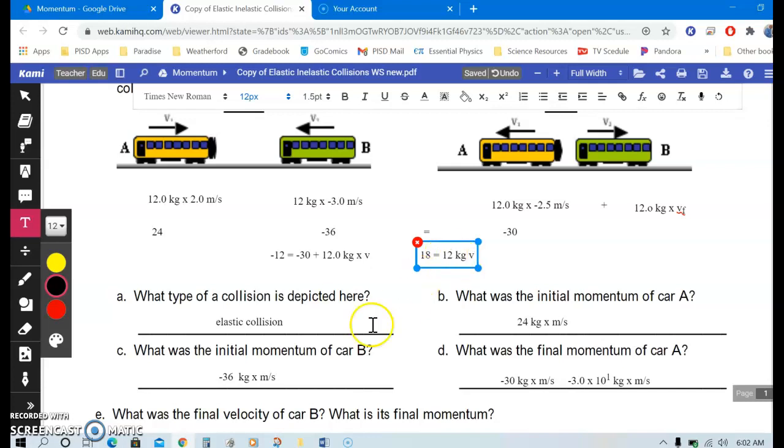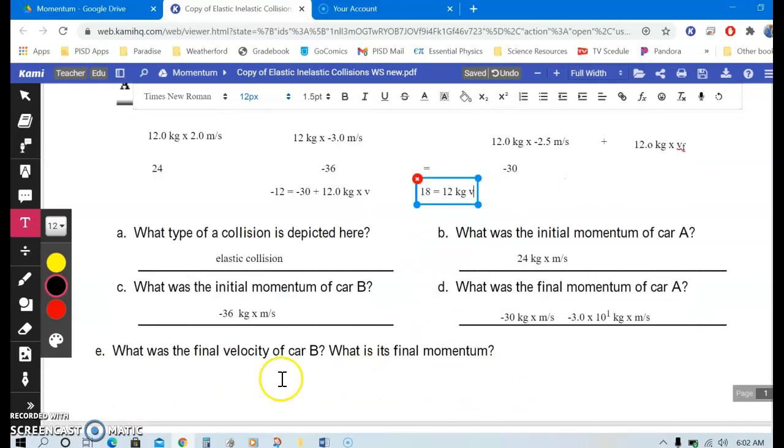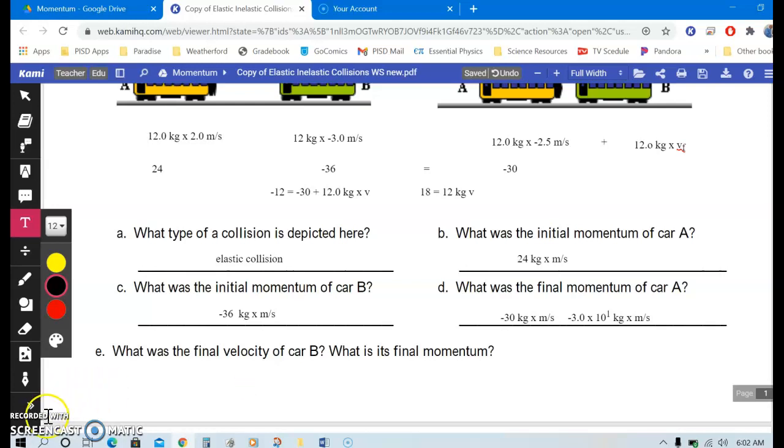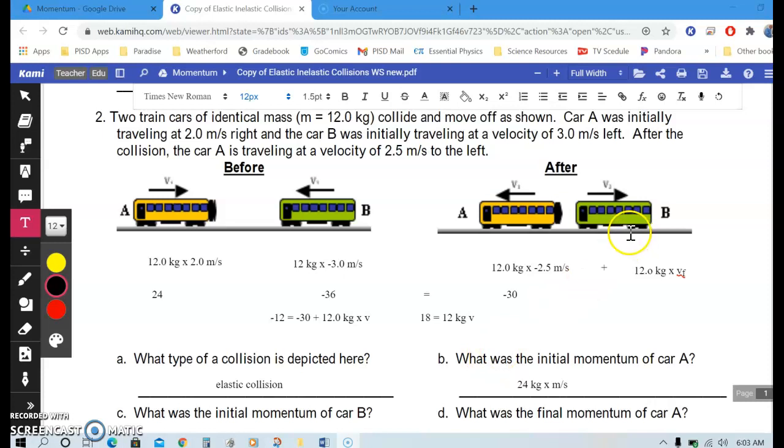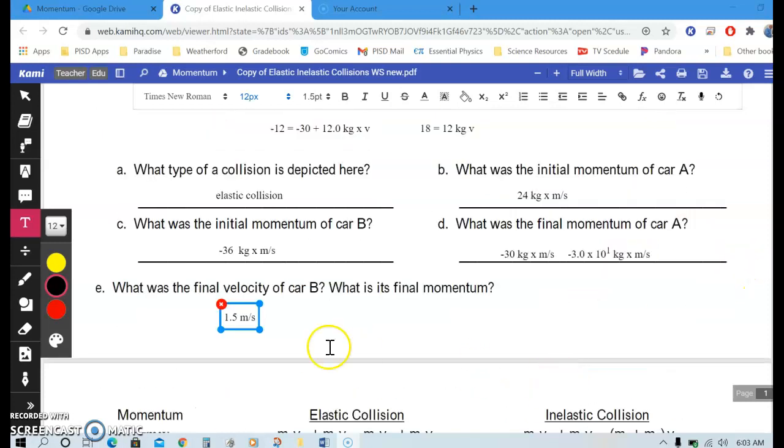All right, we divide both sides by 12. 18 divided by 12 gives you 1.5 meters per second, and we use that as positive, and it's going to the right, so it should be positive, so that means we got the sign right.